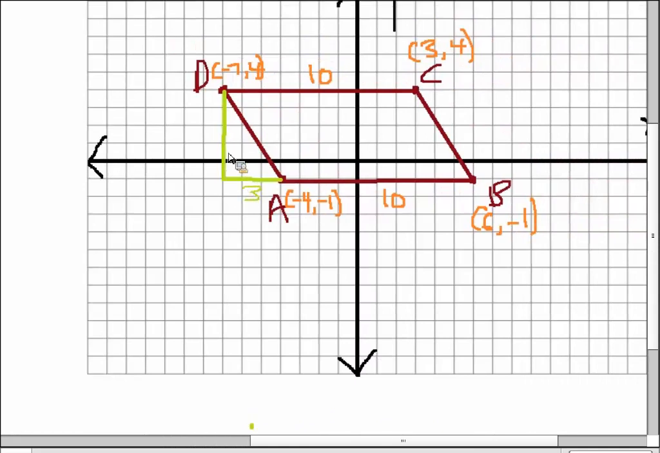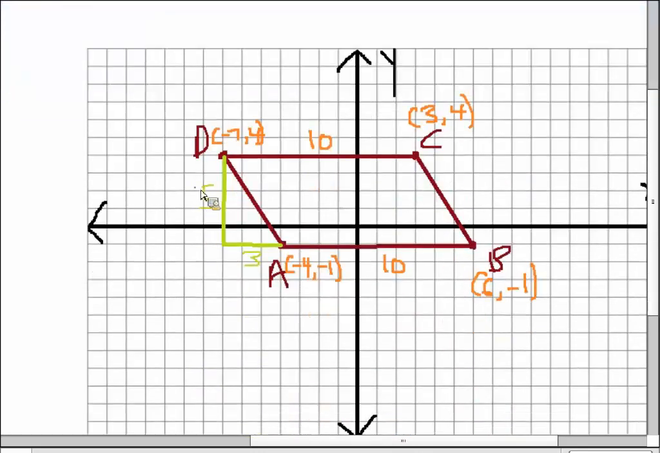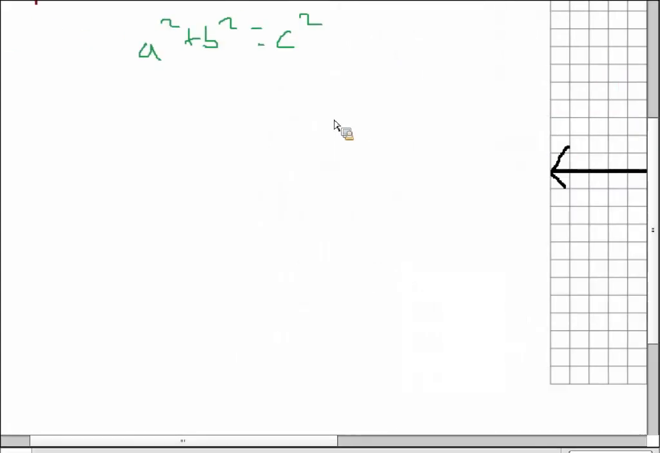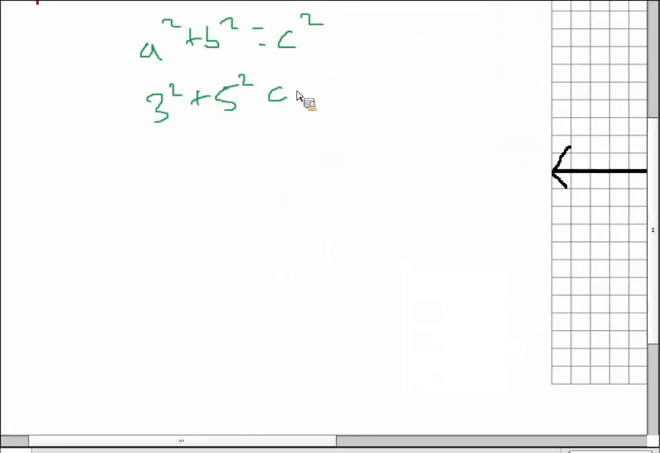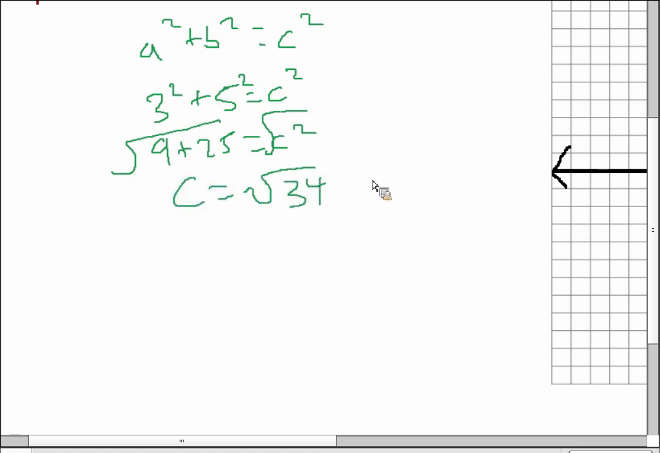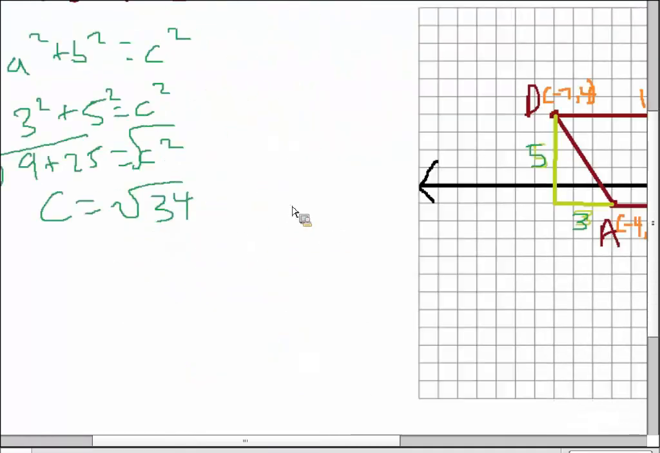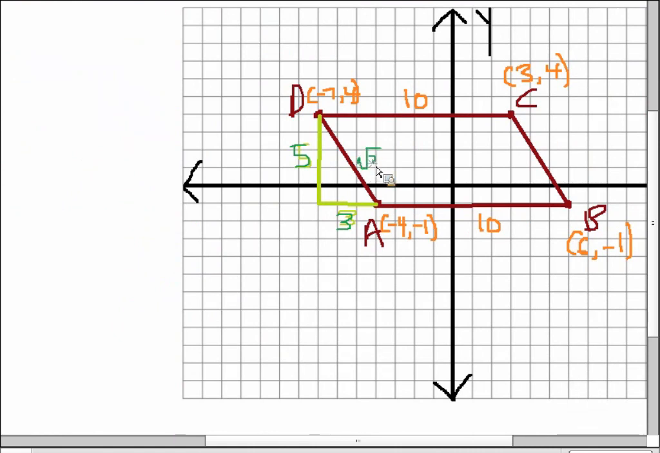This is 3, and this is 1, 2, 3, 4, 5. Sorry, this is 5. I counted the boxes, and this is 3. So if I want to figure out what the diagonal is, I could say a squared plus b squared equals c squared. So 3 squared plus 5 squared equals c squared. That's 9 plus 25 equals c squared. Take the square root of each side, and c equals the square root of 34. Now that's a radical. It's approximately 5.8 or 5.9, pretty close to 6. But anyway, this side is the square root of 34.